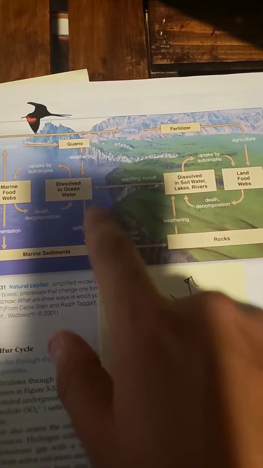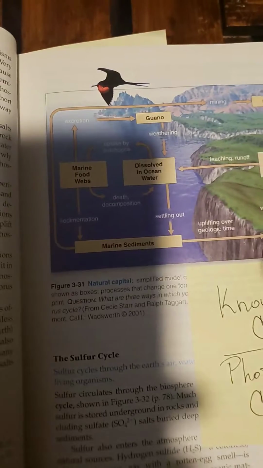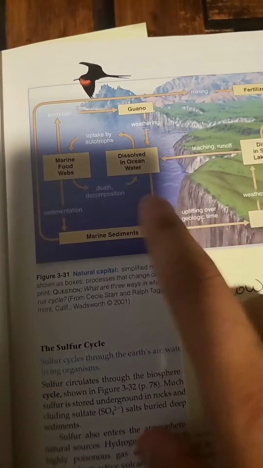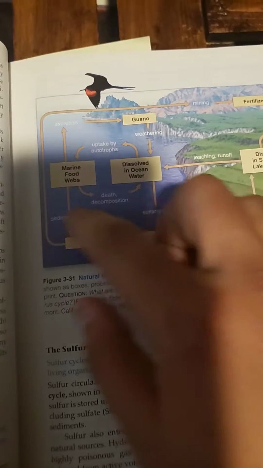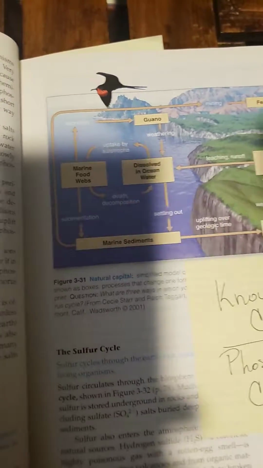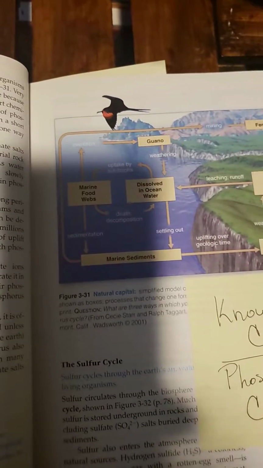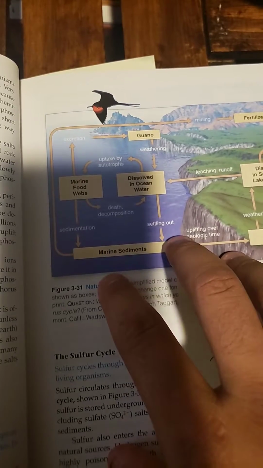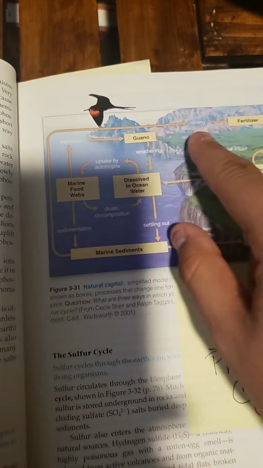So the land and food webs uptake the phosphorus, any kind of death. And then there is the leaching of phosphorus. Leaching of phosphorus or the weathering of rocks can lead to it being dissolved in the oceans, or becoming runoff in groundwater. Again, lots of this stuff is taken up by bacteria and other kinds of autotrophs. You will need to know this for the next FRQ, and just basically think of what would happen if one of these was cut off.